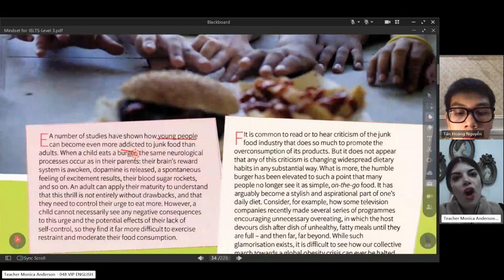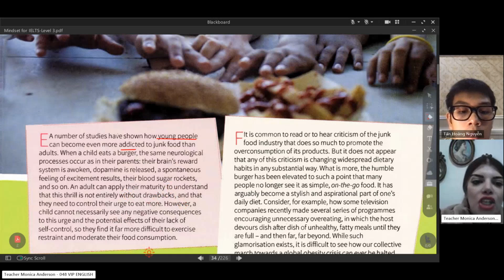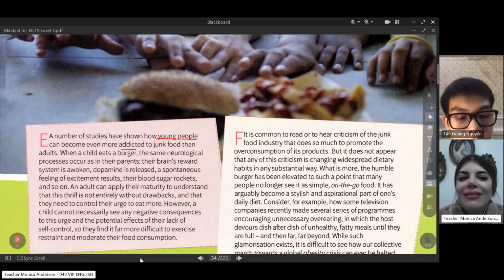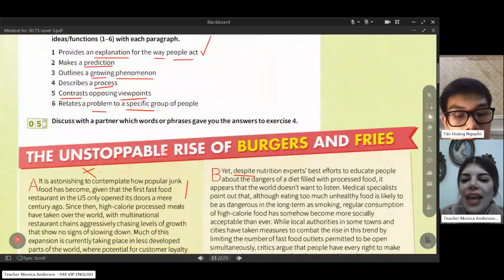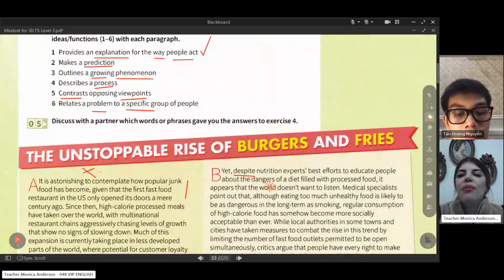Oh, addiction is a problem. So this is actually a problem, an issue. So of course, this can be matched with actually this one, 6. And the last one, paragraph F.